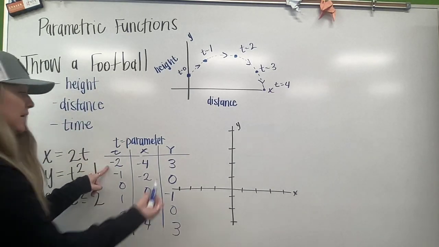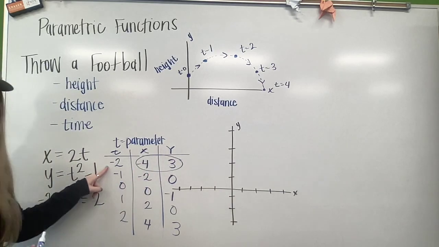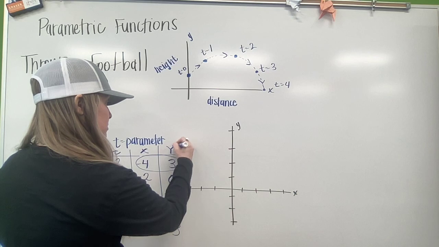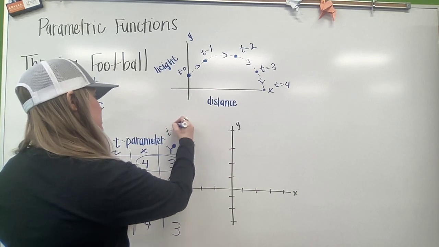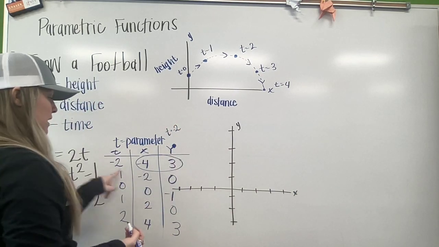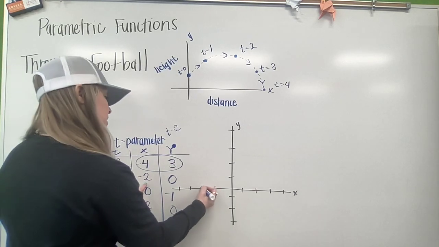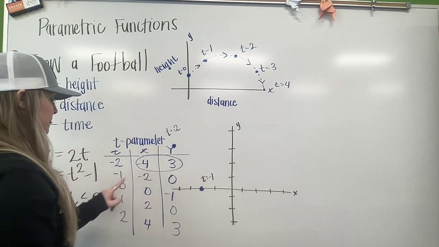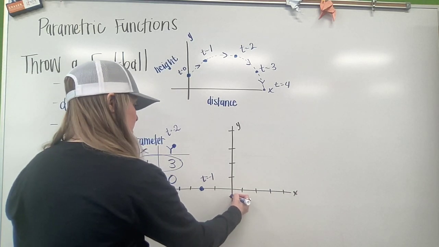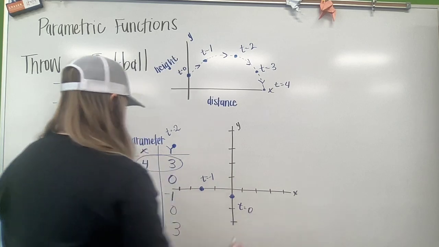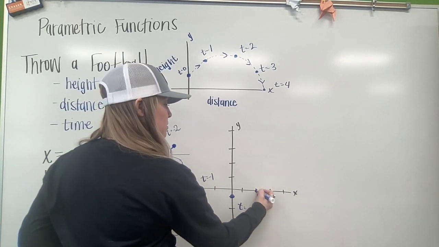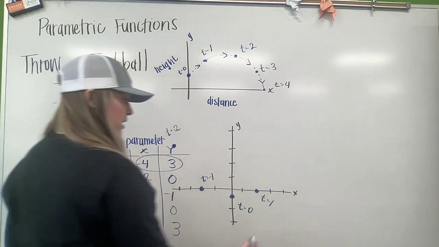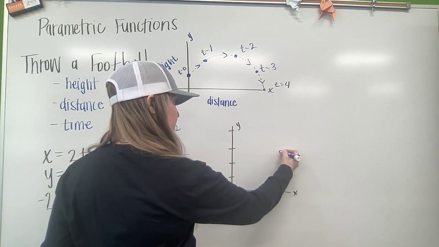So when t equals -2, I get the point -4, 3. I'm going to come in, -4, 3. That's this point at t equals -2. Then when t equals -1, I get the point -2, 0. This is t equals -1. For 0, I get 0, -1. For 1, I get 2, 0. And for 2, I get 4, 3.